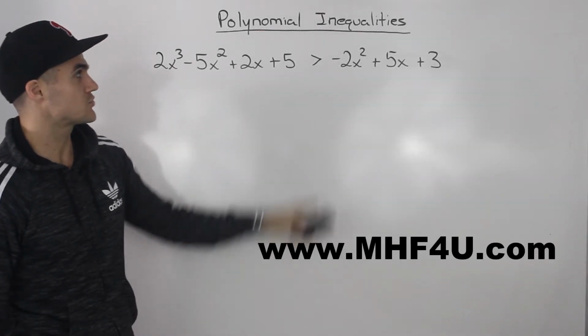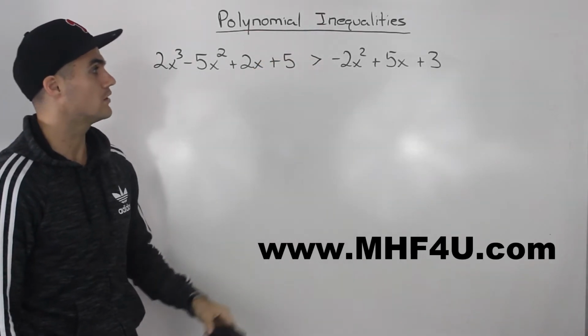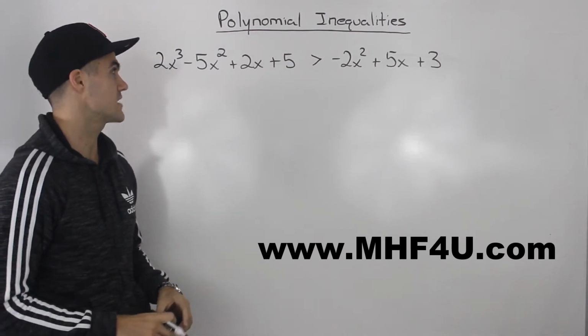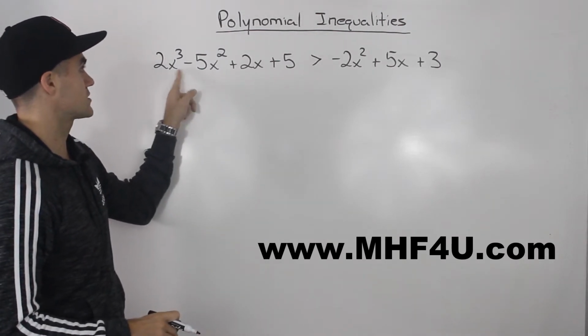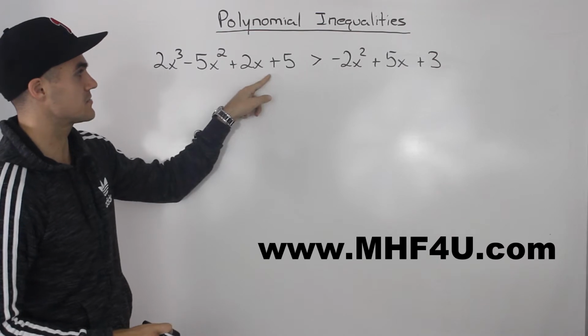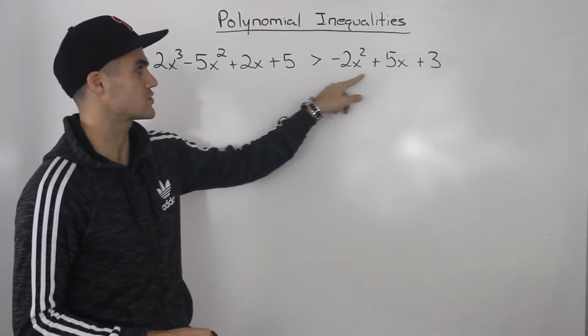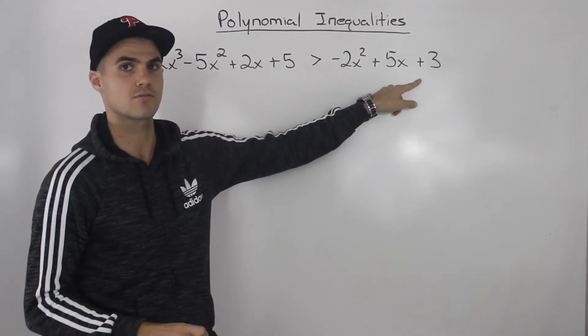Moving on to the next section, we're now going to be talking about polynomial inequalities, and I'm going to jump right into an example. So we got 2x cubed minus 5x squared plus 2x plus 5 is greater than negative 2x squared plus 5x plus 3.